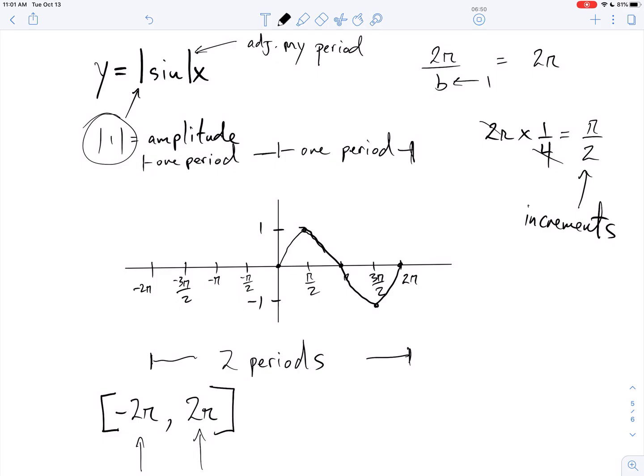So, going the other way, it repeats the pattern. If I wanted to, I could punch in the sine of negative pi halves. It'll tell me negative 1. Sine of negative pi, it'll say 0. Sine of negative 3 pi halves, I'd get positive 1, etc., etc. So what's going to happen is it repeats this pattern.